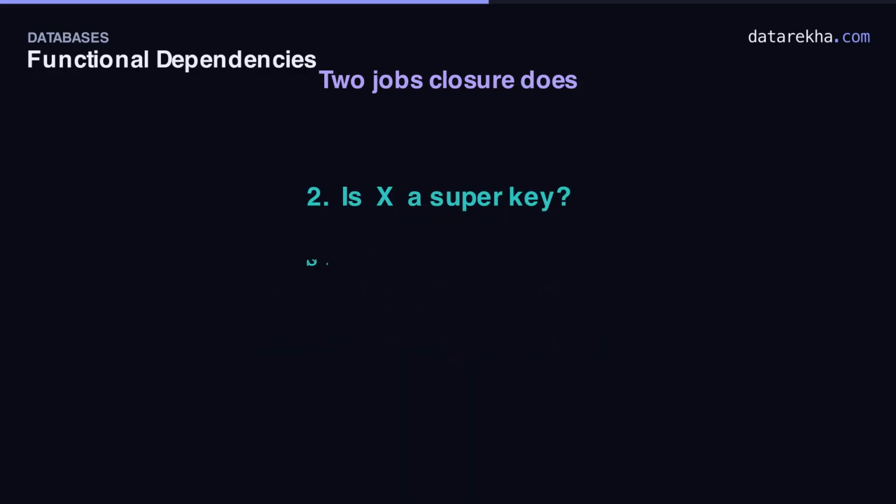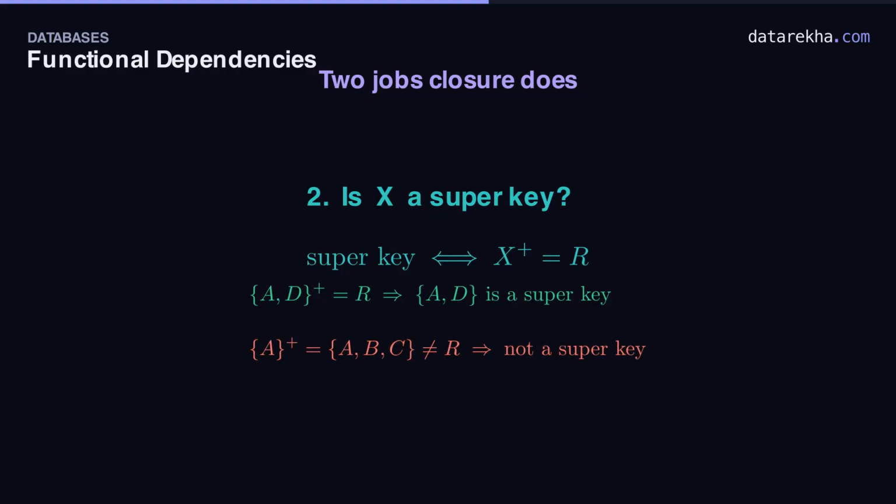The second job is finding keys. A set of columns is a super key exactly when its closure is the whole table, because then it determines every column and pins down a row completely. So A and D together is a super key. Its closure was all 5 columns. A alone is not, since A plus stopped at 3. That single test is the bridge to finding candidate keys.